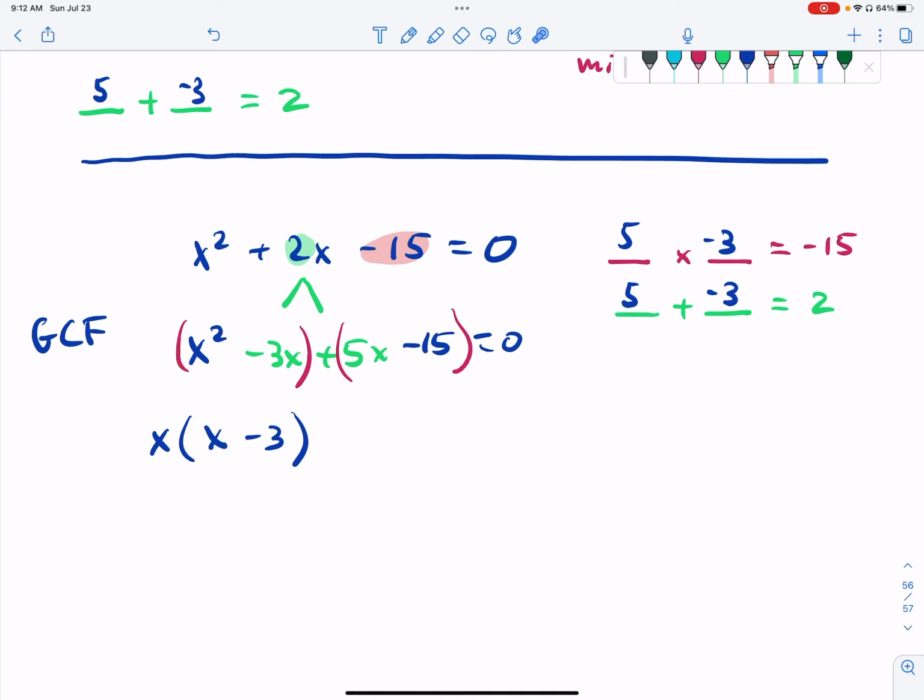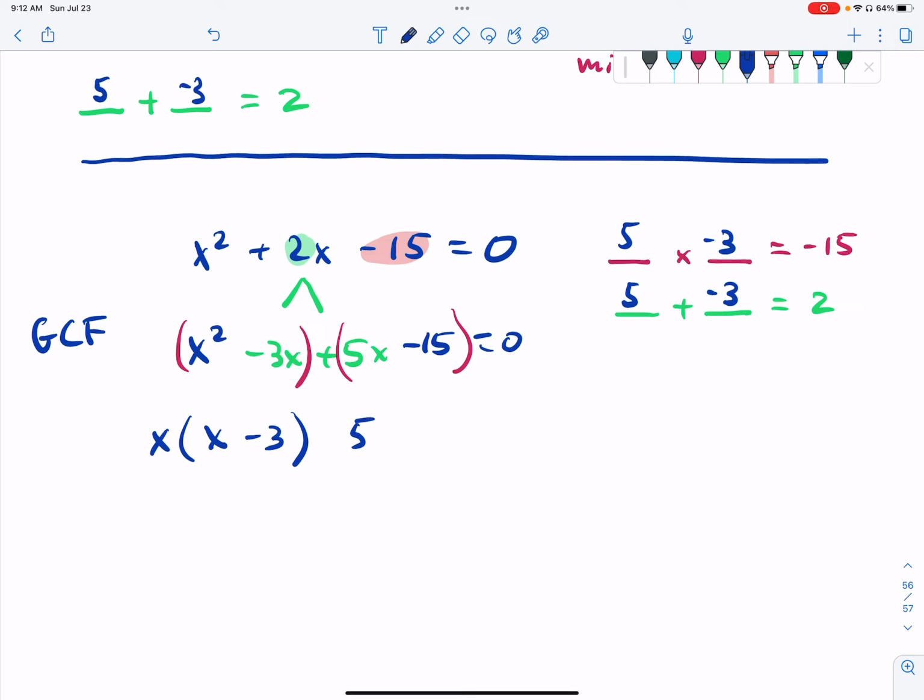But keep this in mind. If you do this correctly, this second thing that ends up over here has to also have an x minus 3 in it. And it will. As long as you do it right, it always will. 5x and minus 15. What's the greatest common factor? Well, 5 goes into both of these things. That's the biggest thing that goes into it, so I'm going to pull out a 5.